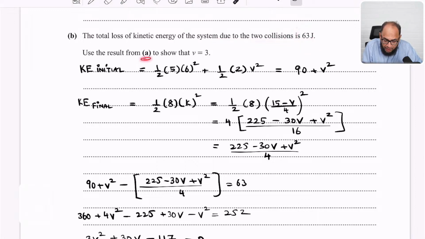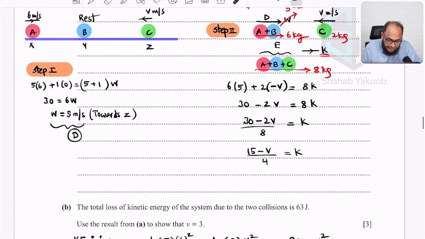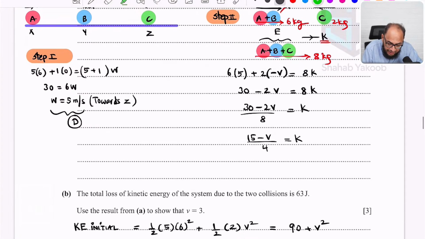Use the result from part A to show that V is equal to 3. So the initial kinetic energy is the kinetic energy of particle A and the kinetic energy of particle C. Let me label it. This is for particle A, this is for particle C, that is 90 plus V squared.